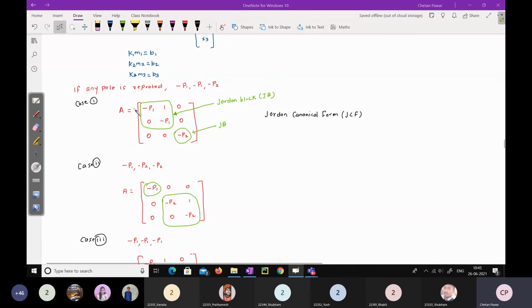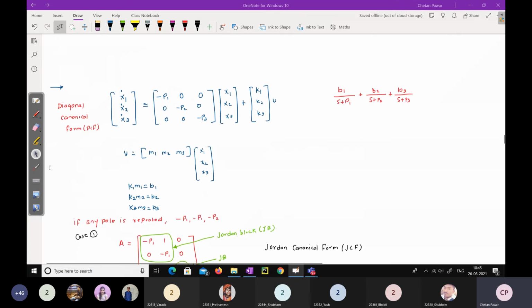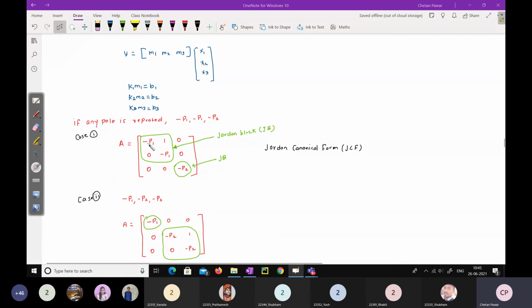So if any pole is repeated, here you can see there are two poles repeated, minus P1, minus P1, minus P2. So how to represent the A matrix? Because those poles are deciding the A matrix. So here also you can see poles are deciding the A matrix. When this P1 pole is repeated, you just need to represent like this: minus P1, 1, 0, minus P1. So in this block, the other elements will be 0 for this row. And for P2, nothing will be there. P2 will be the last element. Okay. So other elements are 0.